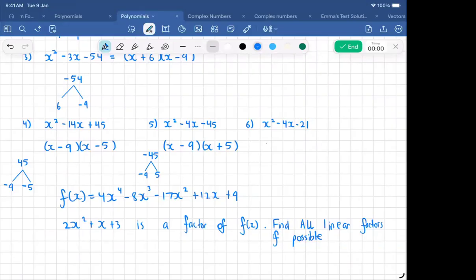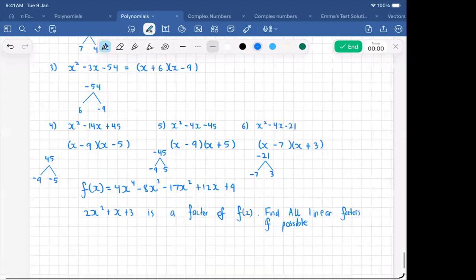For this one, what would I have to multiply to get back x squared? X and X. And I'm going to ask myself, how could I multiply to get minus 21, but add to get minus 4? Minus 7 and plus 3. Great. You got your answer the first time. Easy or hard? Easy. Nice.